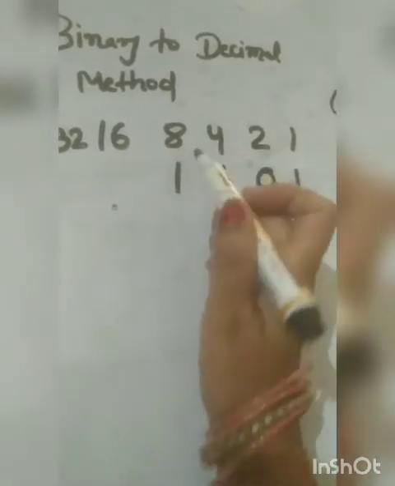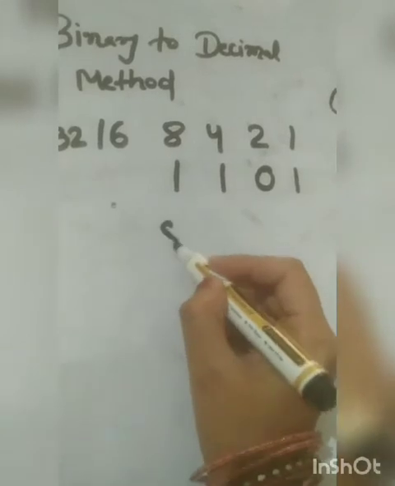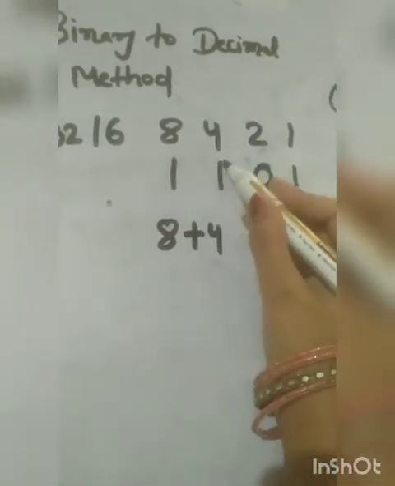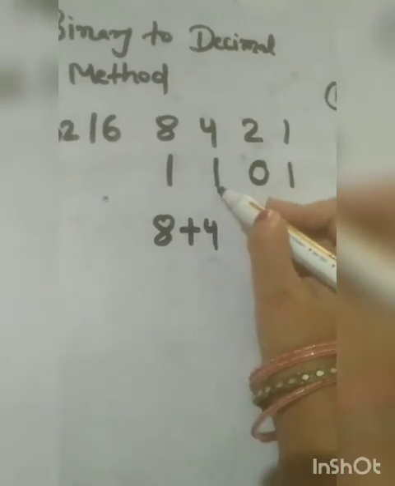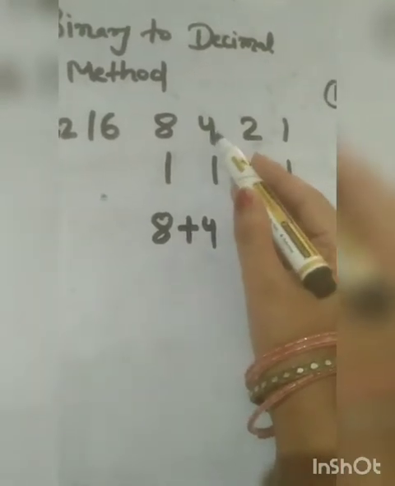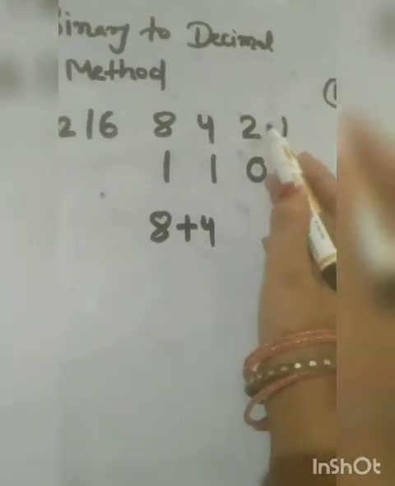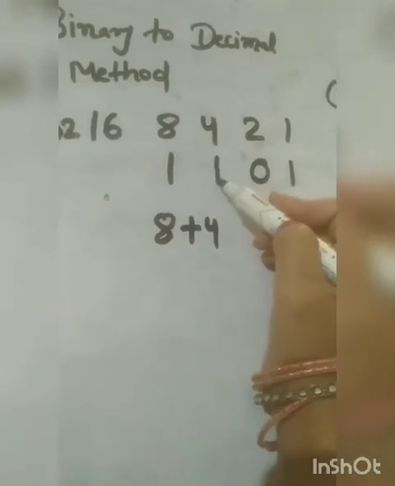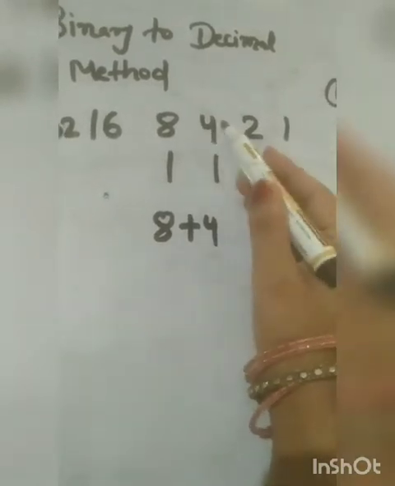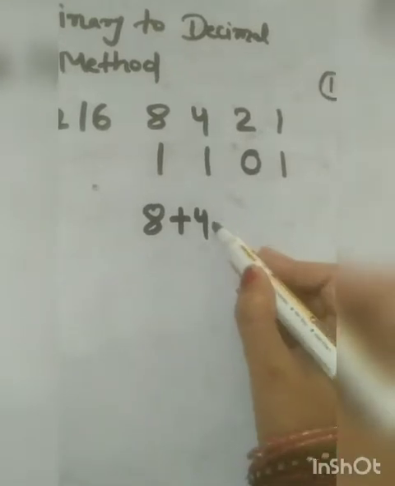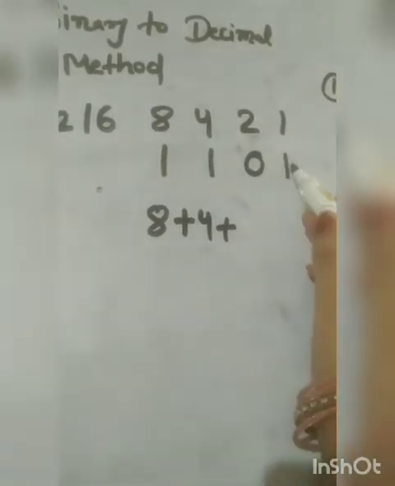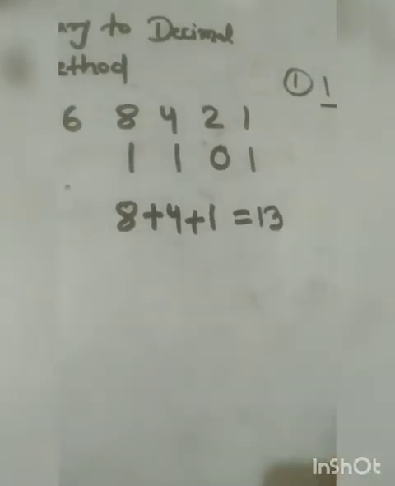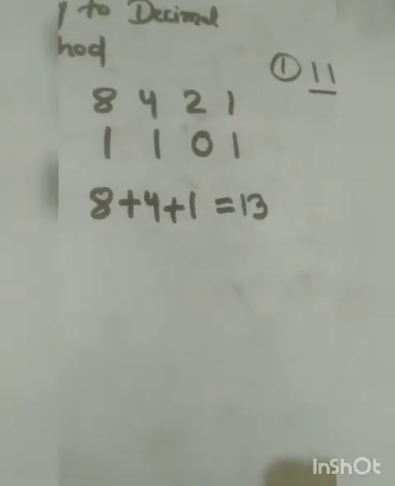Now, how can we solve? First, you have to write 8 plus 4. If the value is true, that means 1, then you have to write this number. If the value is 0, no need to write this number, no need to add it. Only if the value is true do you write these numbers. So 8 plus 4 plus, no need to write this, only this 1. So what will be the answer? 13. Very good. So the answer will be 13.